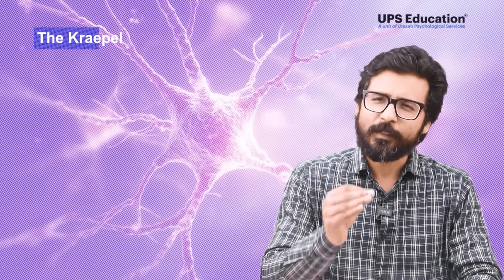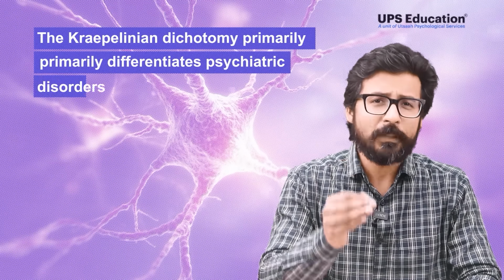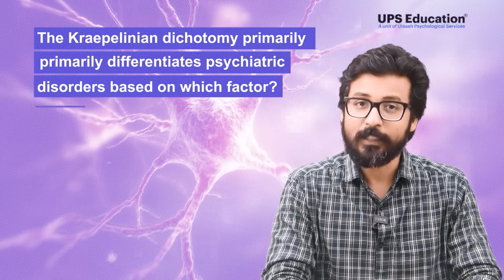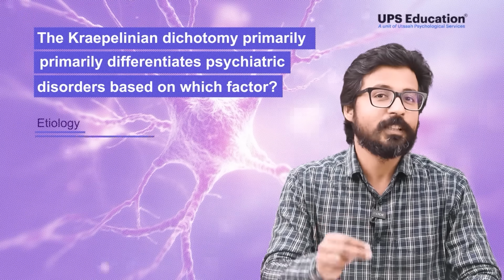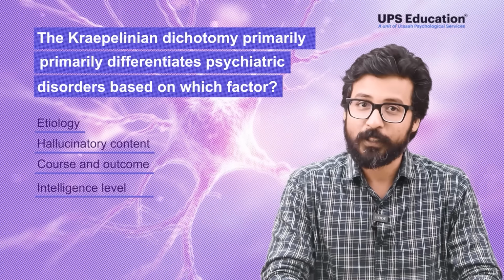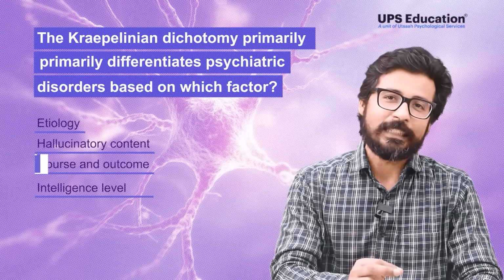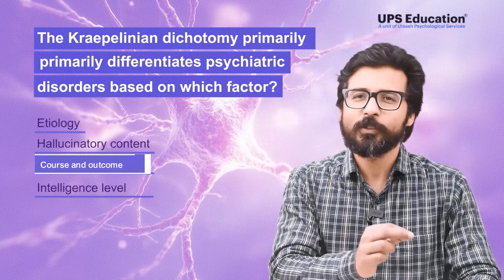Question number 1. The Kraepelinian dichotomy primarily differentiates psychiatric disorders based on which factor? Option A, etiology. Option B, hallucinatory content. Option C, cause and outcome of illness. And option D, intelligence level. And the correct answer is C, cause and outcome of illness.